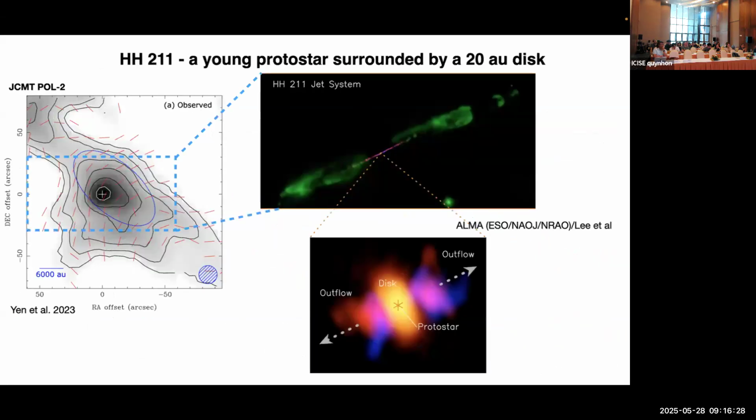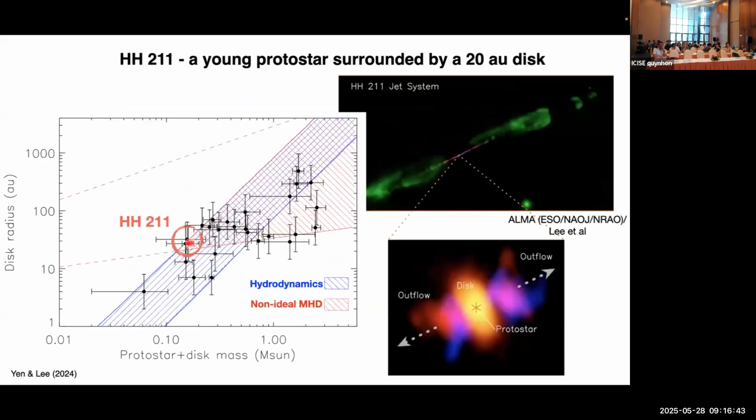So to measure the mass-to-flux ratio and also to probe ion-neutral drift, we select this target, which is a young protostar. It has a resolved disk with a radius of about 20 AU. And if you look at this plot of radius versus stellar mass, the source is somewhere here. So it's possibly in a region of dominant non-ideal MHD.